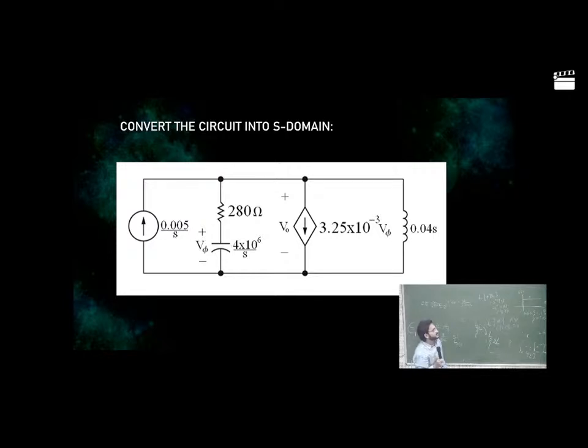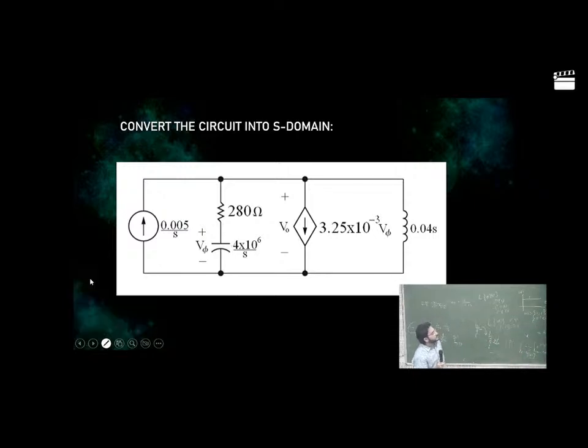This one is the current incoming to that node. This one equal to, and we are considering the voltage across every element is V0. So V0 by impedance. The total is the capacitive impedance plus the inductive one. What will be the impedance? 280 plus the equivalent of this one, plus V0 by that one, 0.04.